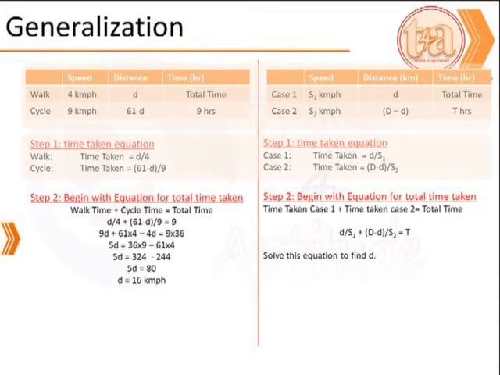The last step is to form the equation for the total time taken as the sum of time for individual cases. That is, total time is equal to time taken in case 1 plus time taken in case 2. That is, total time t is equal to small d by s1 plus (total distance minus distance covered in case 1) divided by speed s2. We then solve this equation to find the value of d.